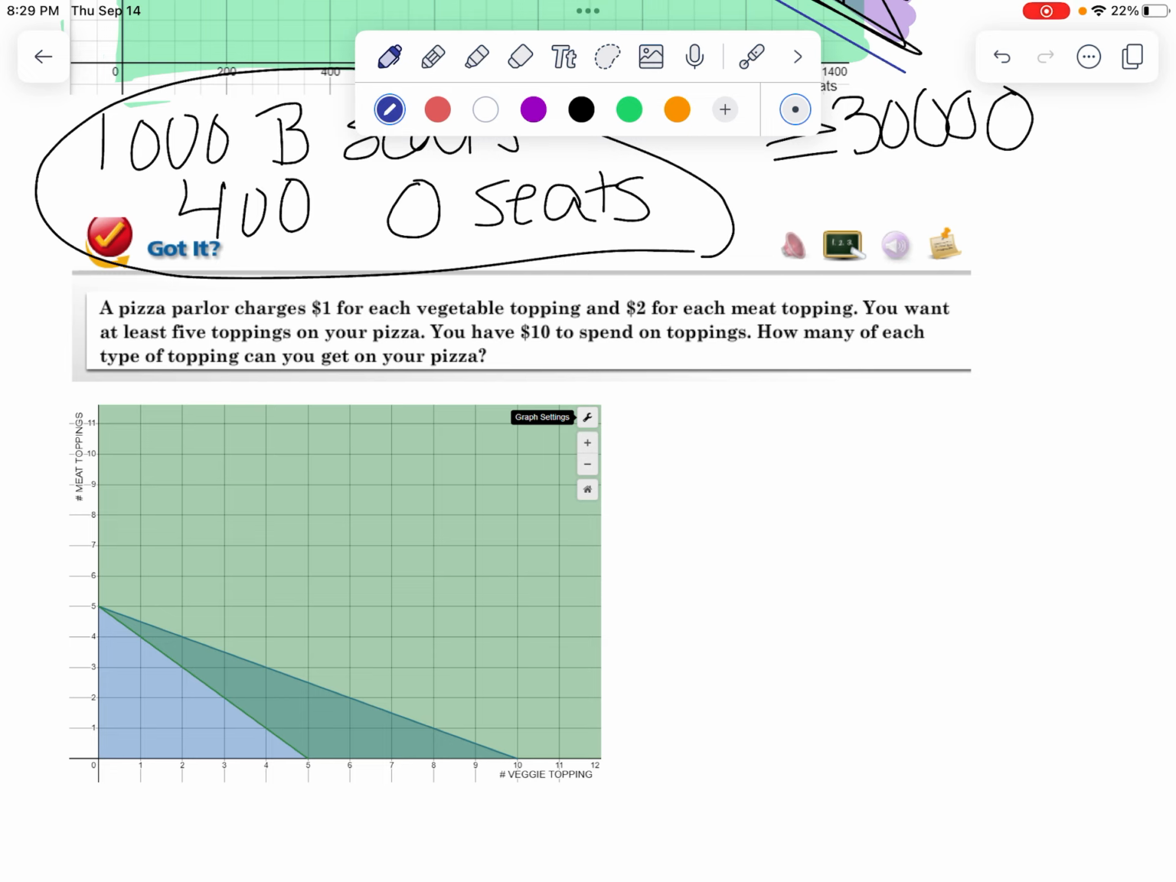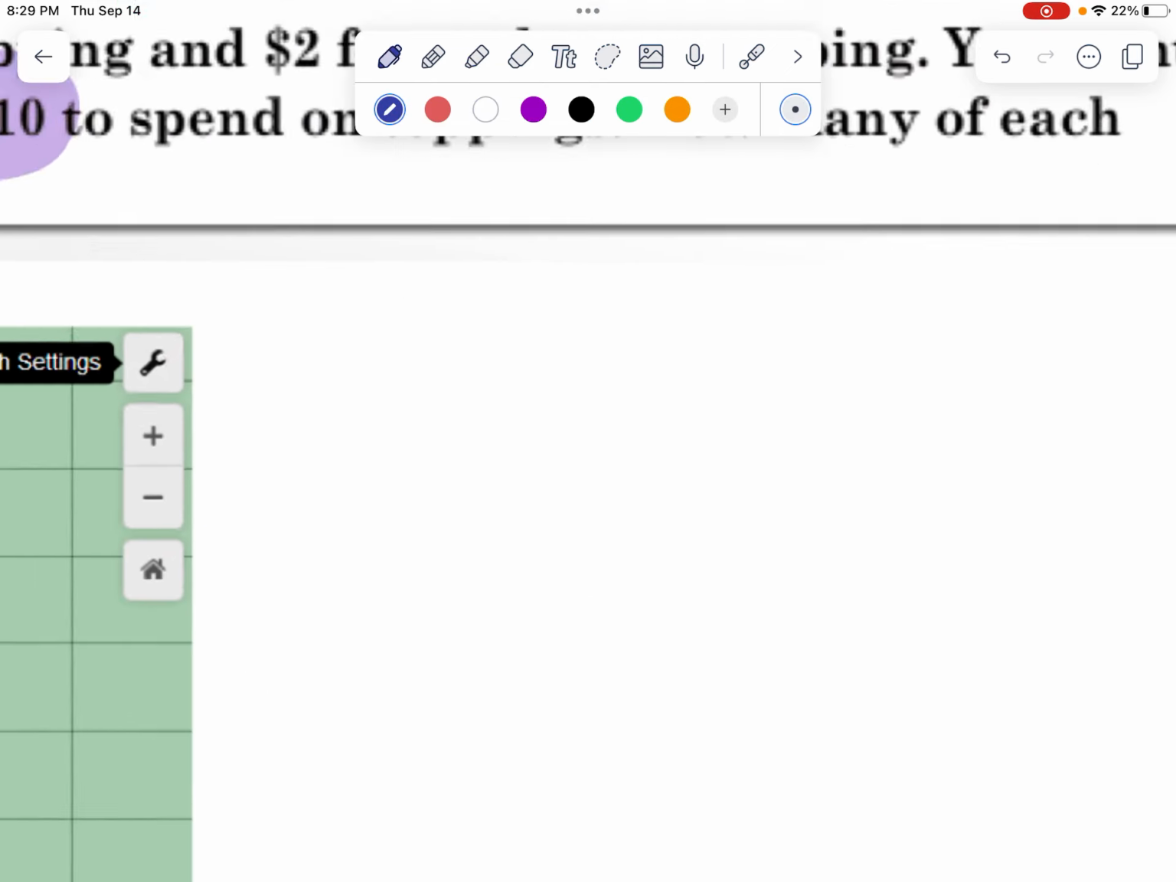A pizza parlor charges $1 for every vegetable topping, and you can see I call those X's, and $2 for each meat topping, and I call those Y's. You want at least 5 toppings on your pizza, and you have $10. So here we go. Let's deal with the fact that we have $10. To me, that's the easiest one to deal with, the $10.